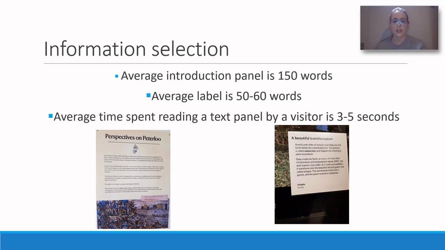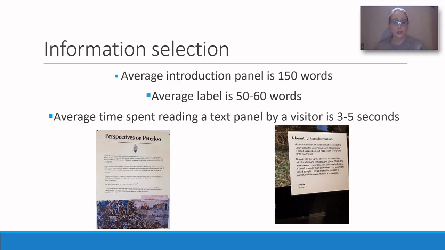The average object label is around 50 to 60 words, and again, this has to communicate a lot of information about the object. However, the average time a visitor spends reading a text panel or label is about 3 to 5 seconds, meaning in general they only read the first sentence. If it's then something that interests them, they tend to continue to read. However, the vast majority of object labels will either not be read or only the first line on the label will be read. Because of this, we have to often prioritize information.